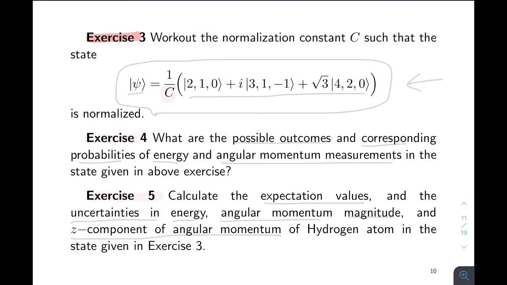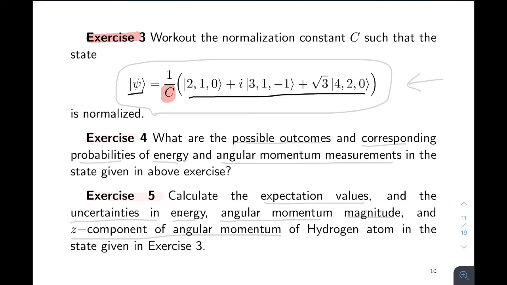So in exercise 3 we are given a superposition of these NLM vectors, and you have to work out the constant C such that the state psi becomes normalized. So we already know that states 210, 31 minus 1 and 420 are normalized, and you have to do some algebra and work out the value of C for which the state psi will also be normalized.